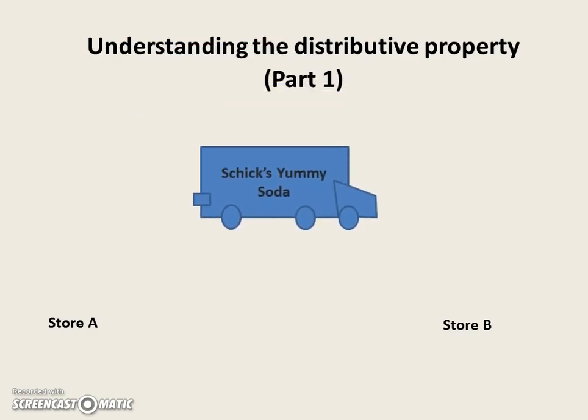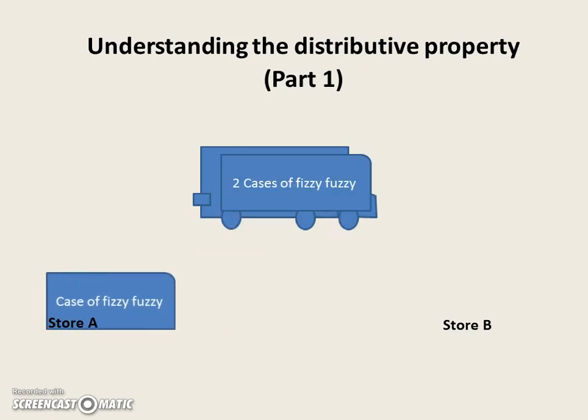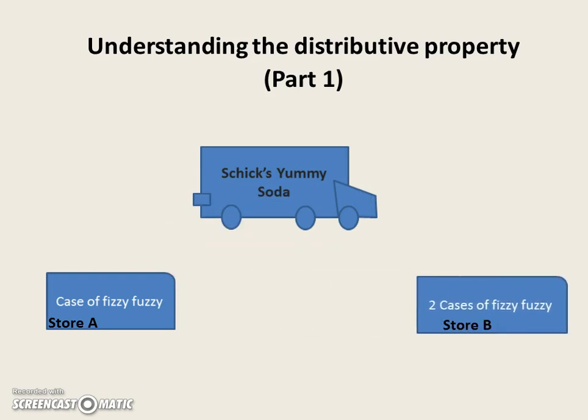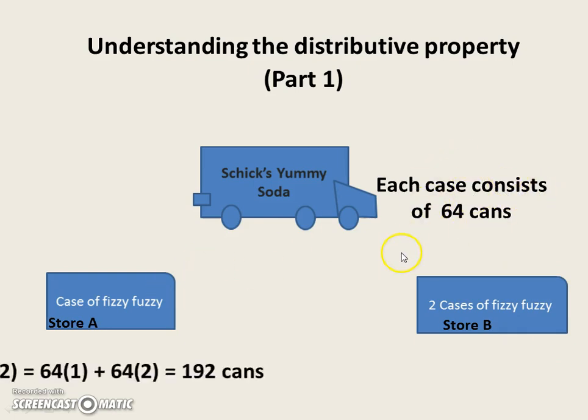We're delivering soda, and we're delivering it to two different stores, store A and store B. So we're going to deliver a case of Fizzy Fuzzy to store A, and we're also going to give two cases of Fizzy Fuzzy to store B. Each case consists of 64 cans. So in each case, there are 64 cans.